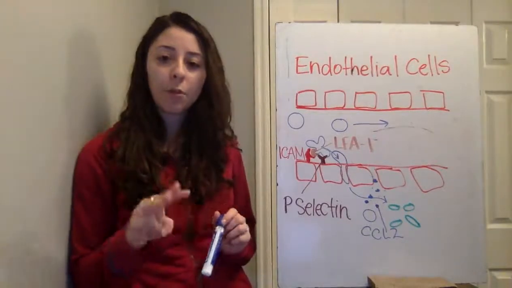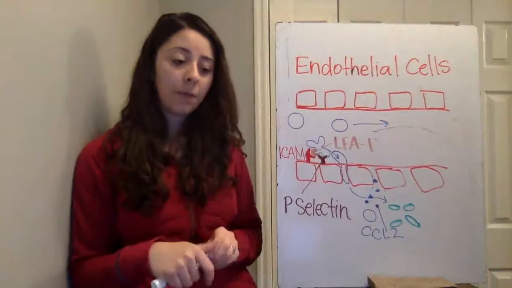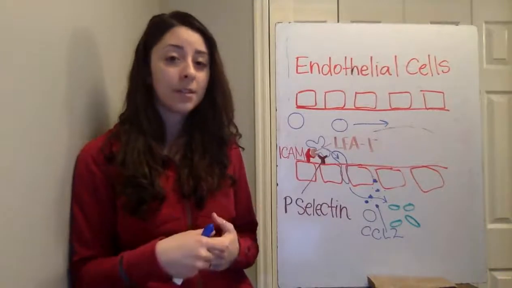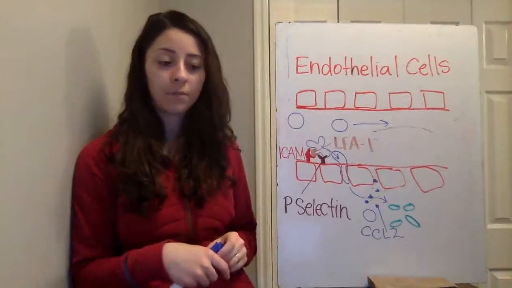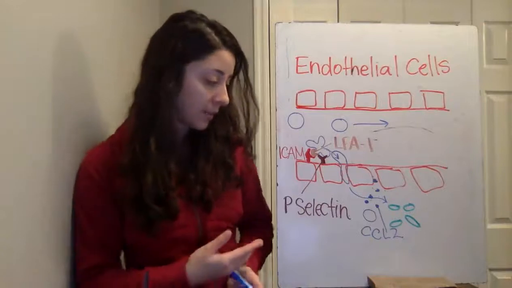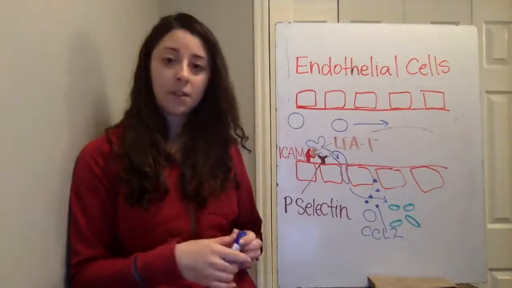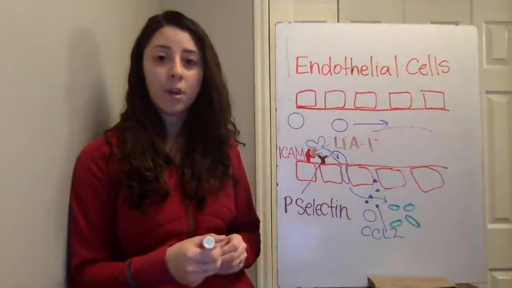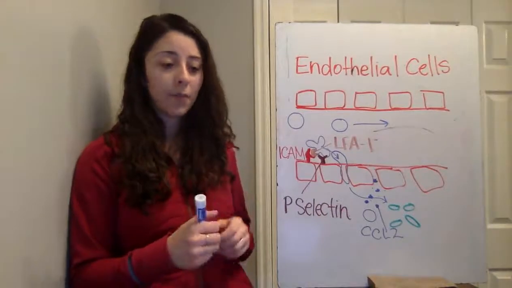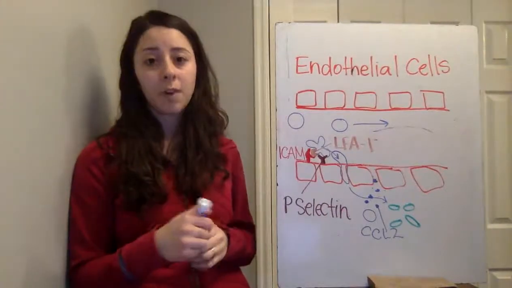I'll leave you with 3 questions to think about. The first is, which cells express selectin molecules? The answer to that is endothelial cells express selectin molecules such as P-selectin, and that is important for weak interactions.